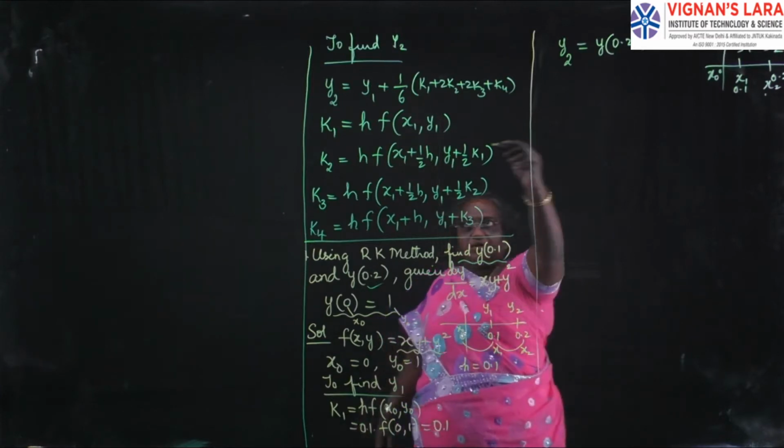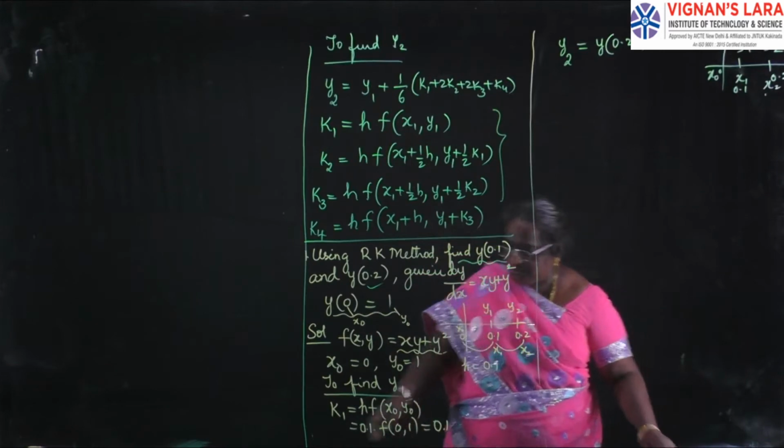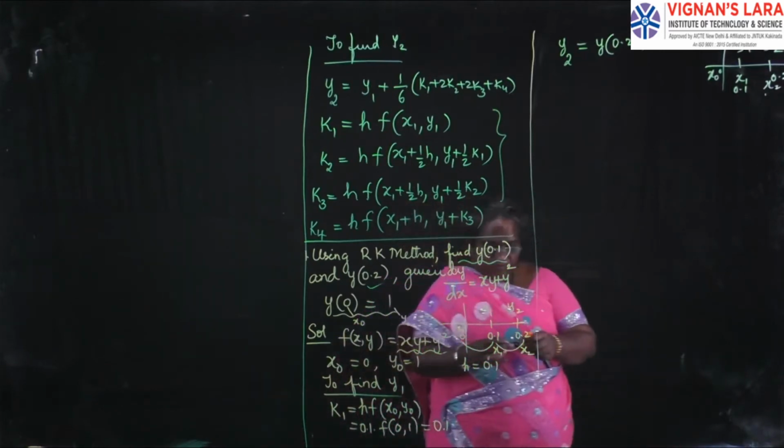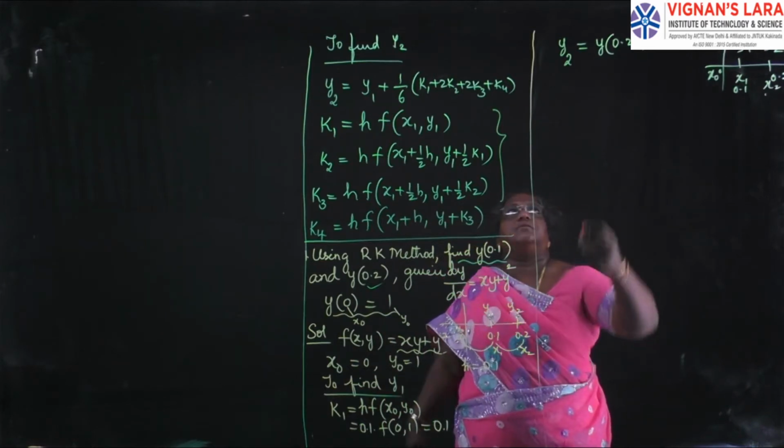So what is the formula required for y2? This is the formula. So y2 is equal to y1 plus 1 by 6 into k1 plus 2k2 plus 2k3 plus k4.